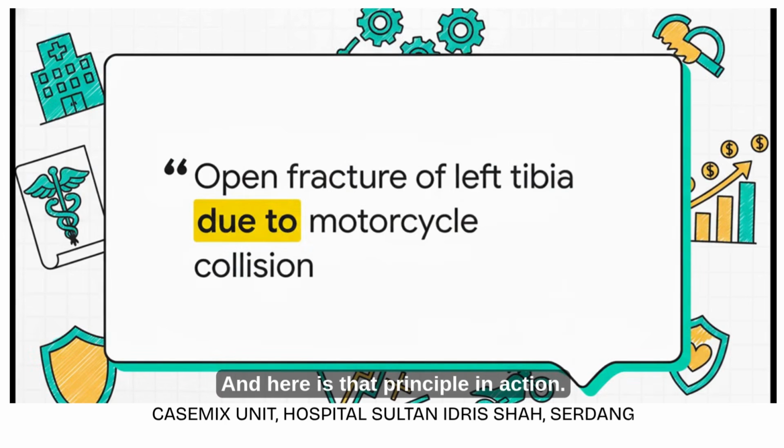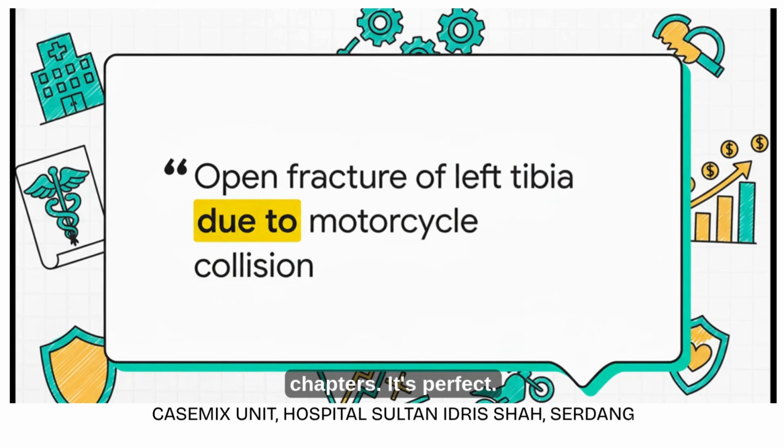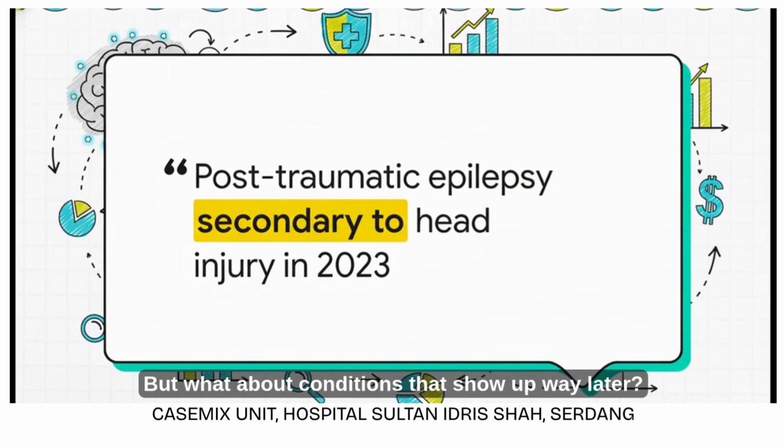And here is that principle in action. See, we've got the specific injury, open fracture of left tibia, and we've got the external cause, due to motorcycle collision. This one clear, complete statement gives the coders everything they need to assign the right codes from both chapters. It's perfect. But what about conditions that show up way later?